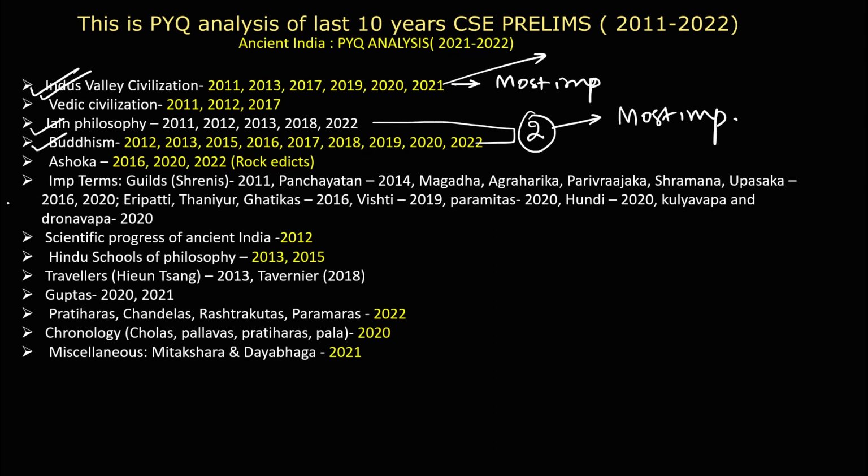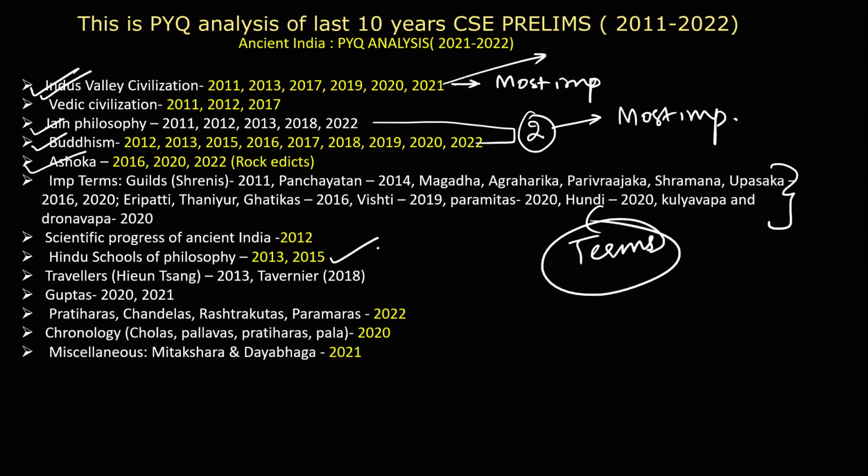Then we see questions coming from Ashoka and the Mauryan age. Then in ancient India, you will see most of the questions they are asking are terms related. How to prepare these terms, that also I am going to discuss in this video. Then a few questions have come from Hindu philosophy, then a few from travelers, then from the Guptas, and some questions have also come from the Cholas. So overall, this is the distribution.